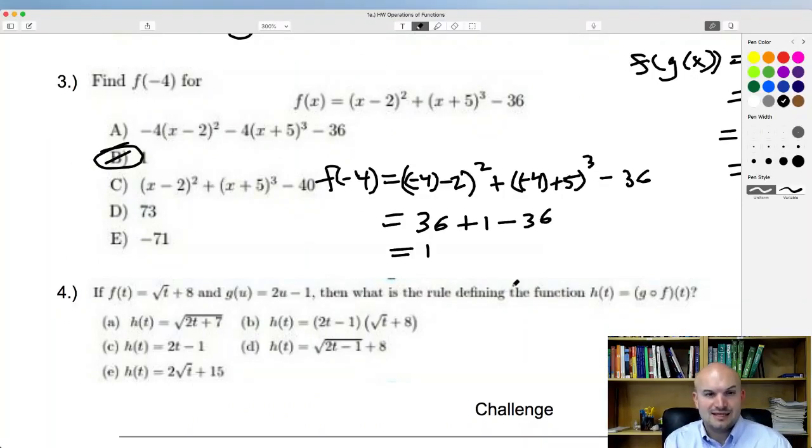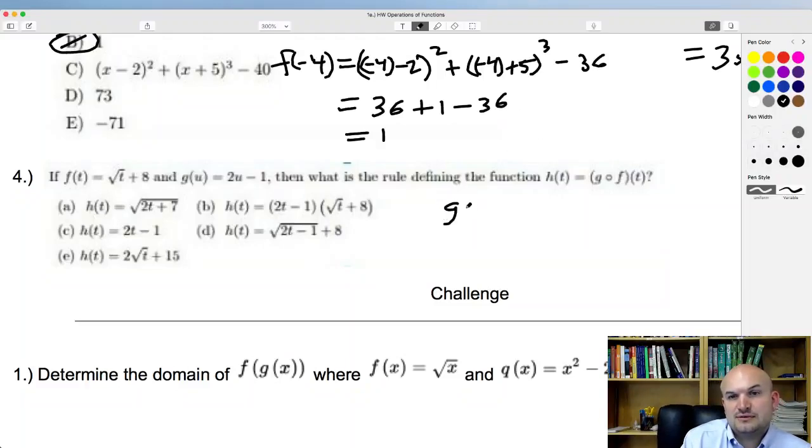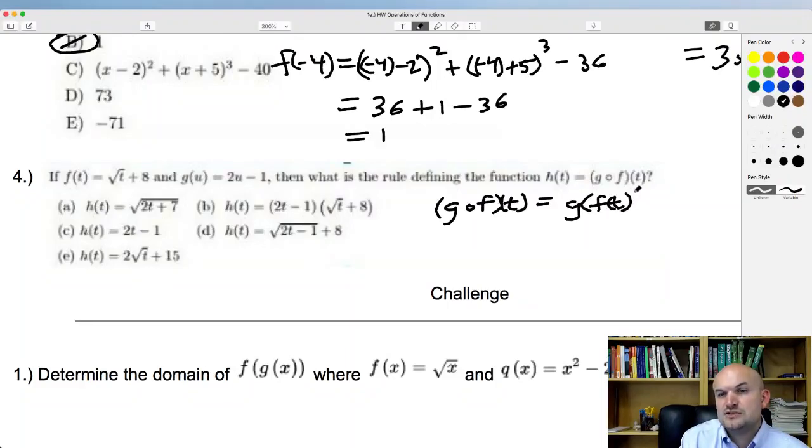All right, last but not least, this one says if f of t equals square root of t plus 8 and g of u equals 2u minus 1, then what is the rule defining the function h of t, where that is the g of f of t? So again, h of t is equal to g of f of t. So basically what I'm going to do is take the g function and plug in f of t.